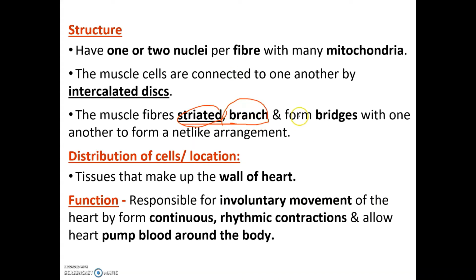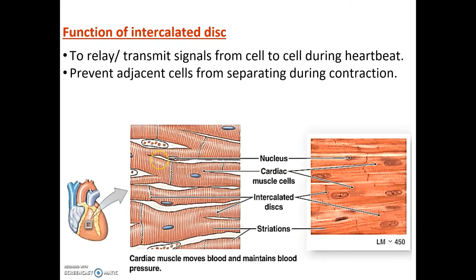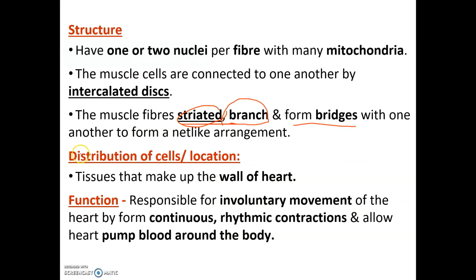This one has branches and forms bridges with one another to form a net-like arrangement. Okay, so these are the bridges which form a network, and in distribution they can be found in the wall of the heart. The function is involuntary movement of the heart to form a continuous and rhythmic contraction and allow the heart to pump blood around the body.